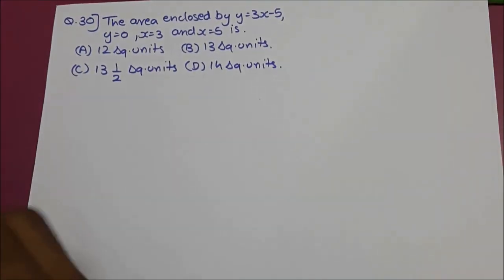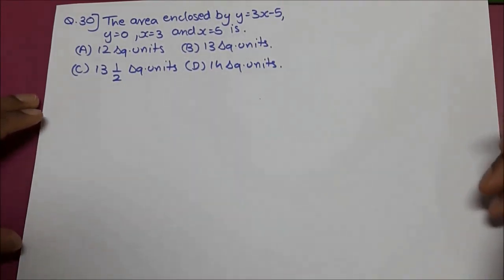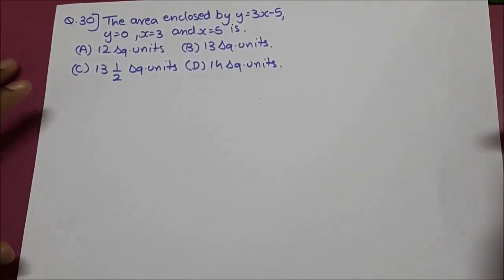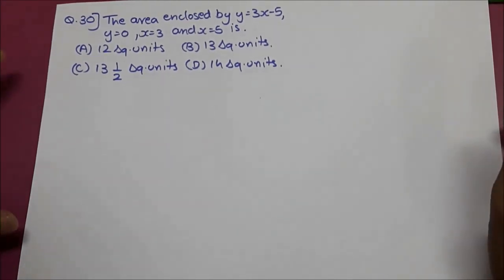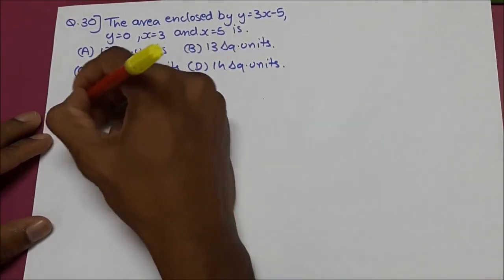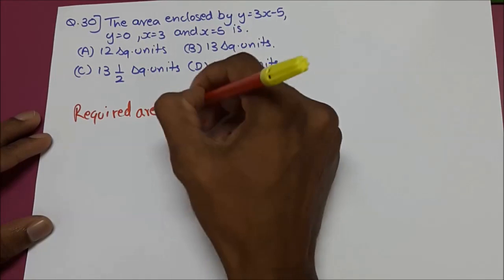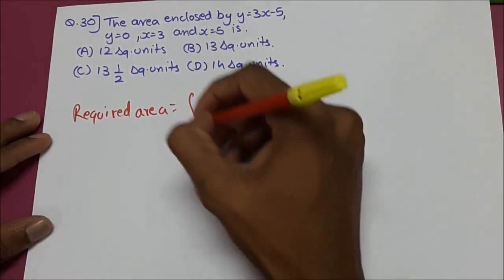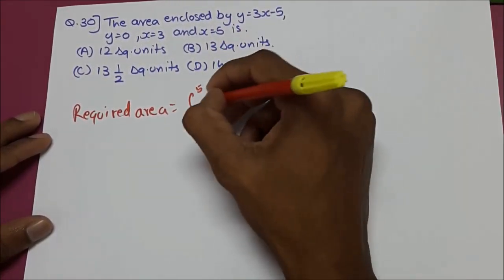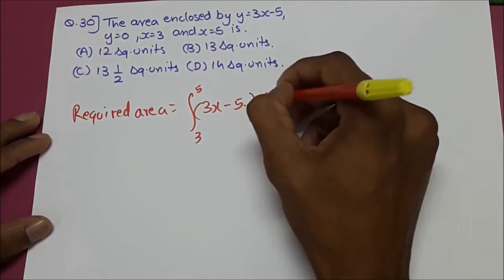Question 30. The area enclosed by y is equal to 3x minus 5, where y is equal to 0, x is equal to 3, and x is equal to 5 is, we have four options, A 12 square units, B 13 square units, C 13 by 2 square units, and D 14 square units. Required area is equal to, we have limits, that is 3 to 5, and the equation 3x minus 5 dx.